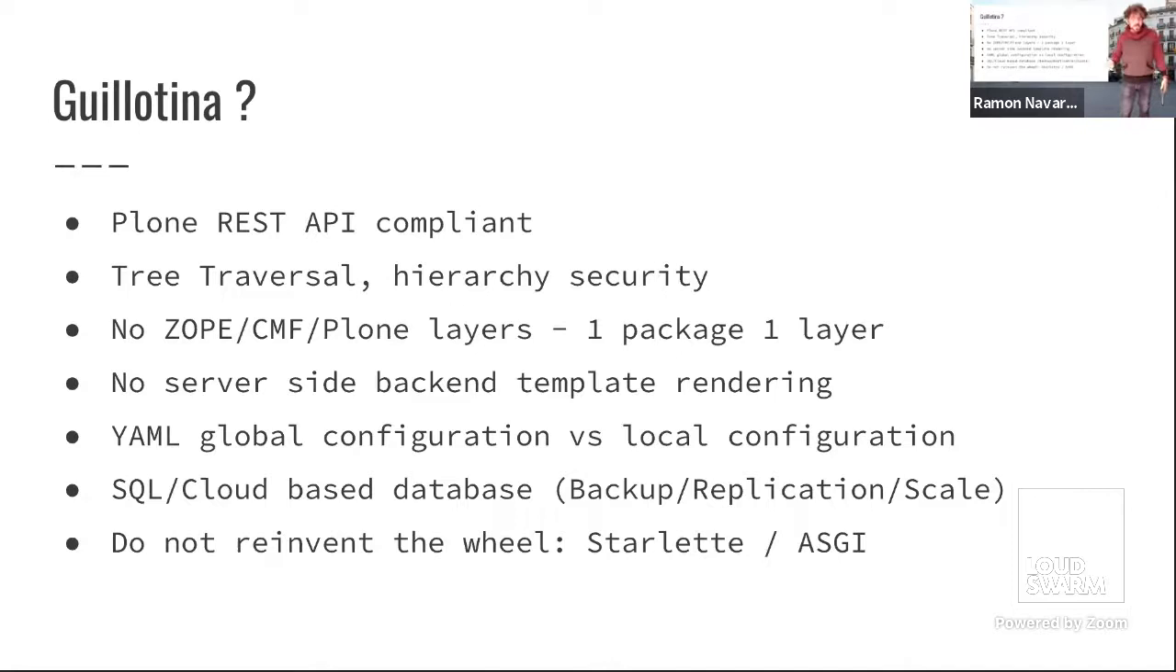For the web server, right now we are using Uvicorn, and we thought, okay, we can change our request object to use the Starlette one, because we don't need to maintain our own request object. So we decided to do that in Guillotina 7, I'm going to talk more about that later, it's going to be a Starlette release.